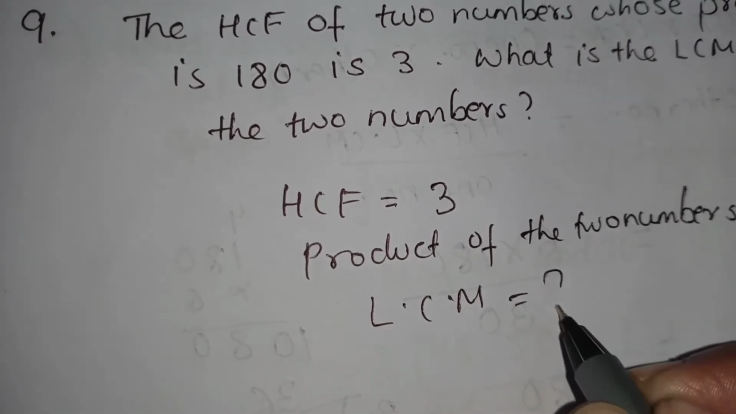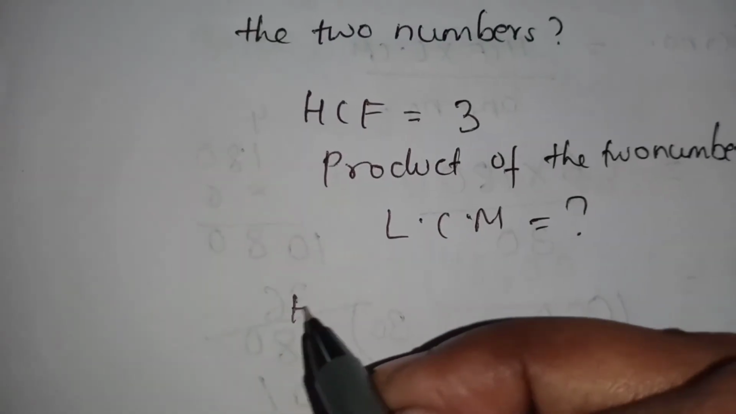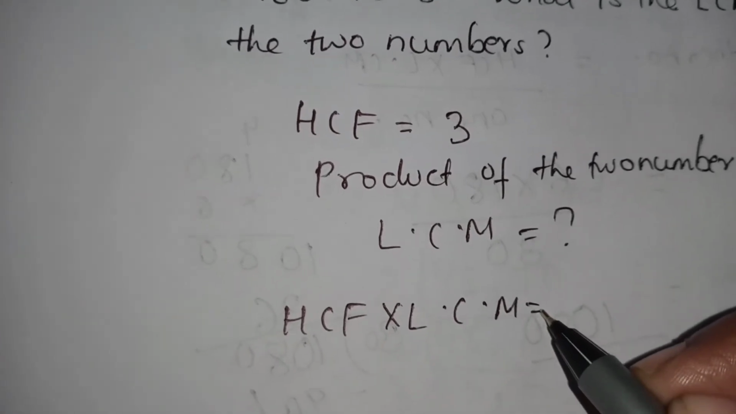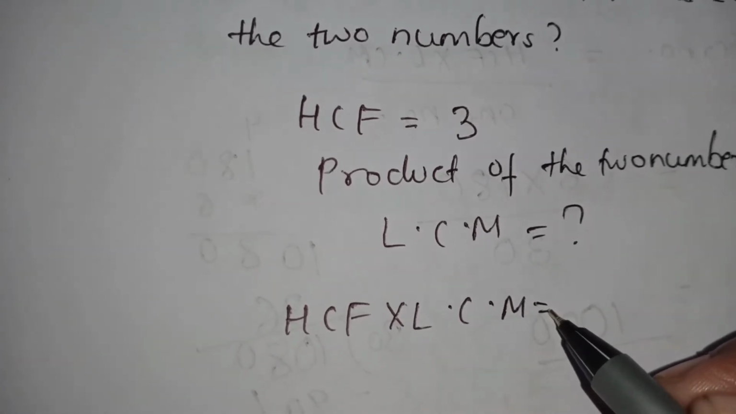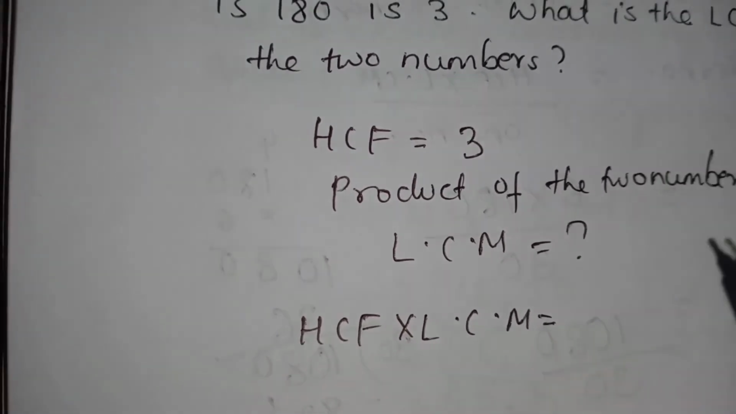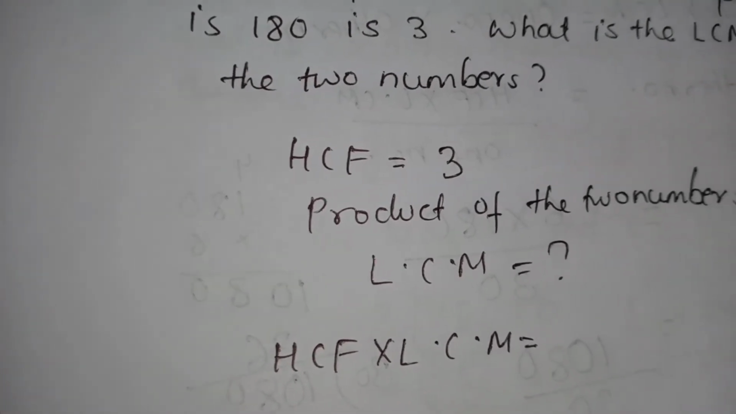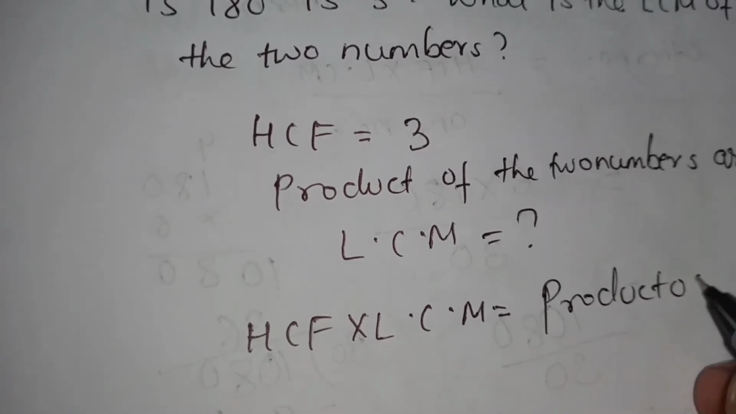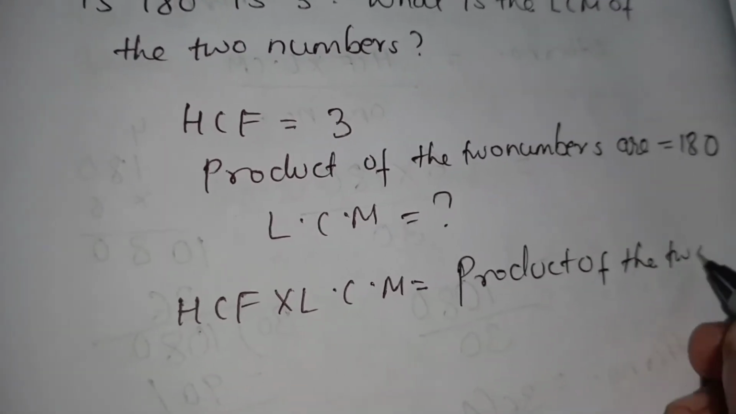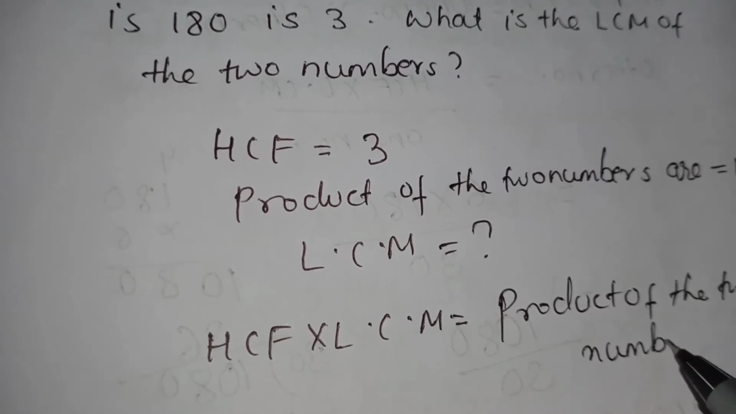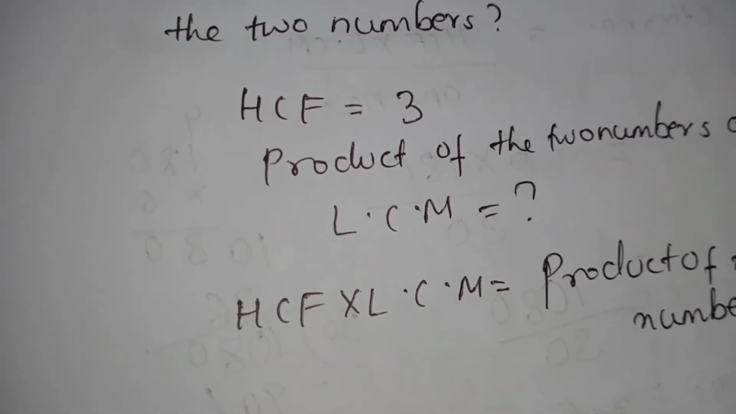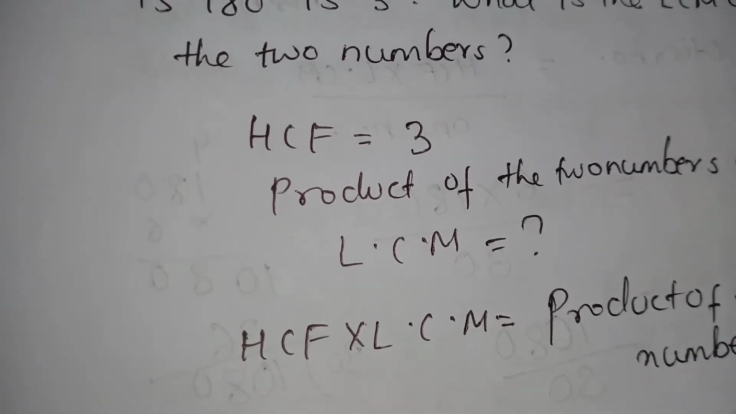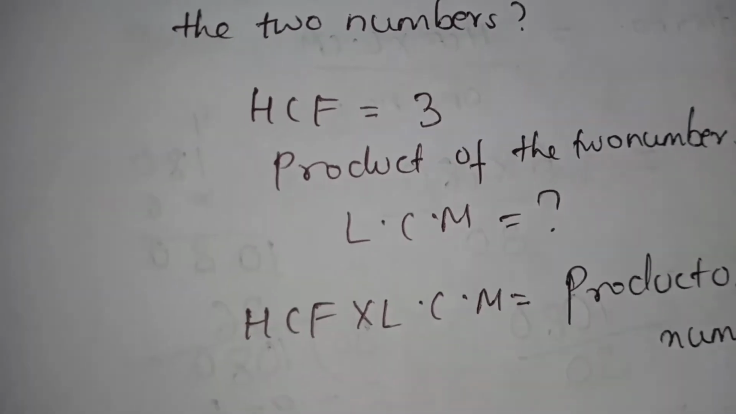How to find it? Now you know the formula: HCF into LCM is equal to one number into the other number. This time they have given us the product. They have multiplied one number into the other number and given us the product. So here we can write directly the product of the two numbers. If they give you one number and the other number, then you will use the formula, one number into the other number.